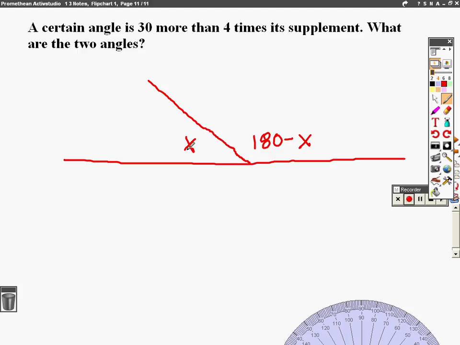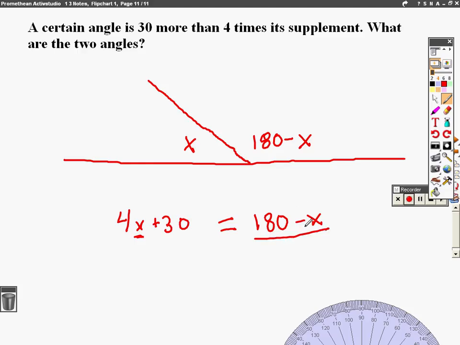Now, I know a certain angle is 30 more than 4 times its supplement. Well, that means that I could set them equal as long as I multiply by 4 and add 30, because it's 30 more than 4 times. You could really do that to either side. So if I take x and multiply it by 4 and add 30, which is what the problem tells me to do, it will equal its supplement, which is represented by 180 minus x. Here was the original angle, and here the whole thing is the supplement.